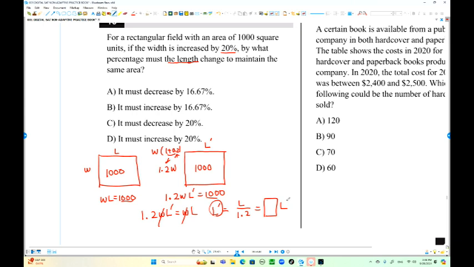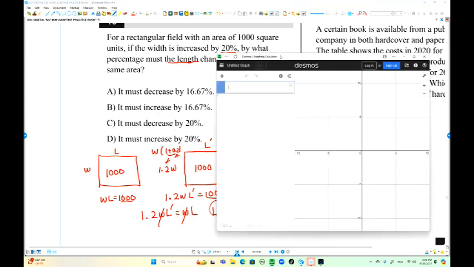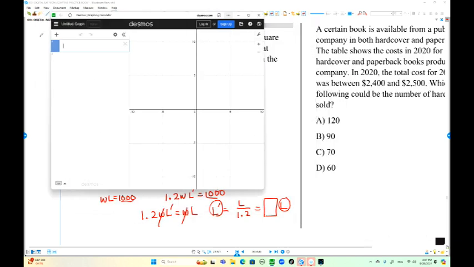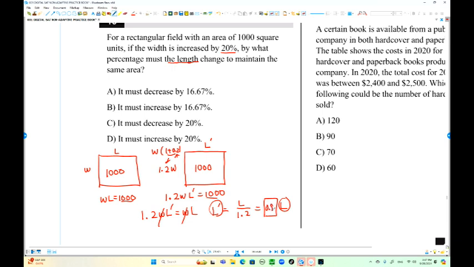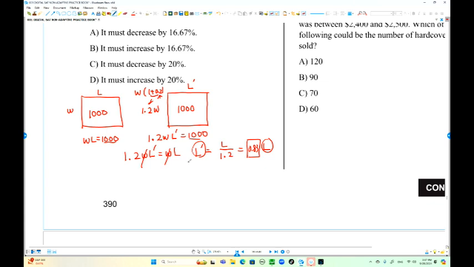Compare this one, right? So actually 1 over 1.2. Now we can use decimals. 1 over 1.2 is approximately 0.83. What happened over here? You can write L prime is 0.83, which is 1 minus 0.17, times L. That's the meaning, right? So L times 1 minus 0.17 is 0.83 L.